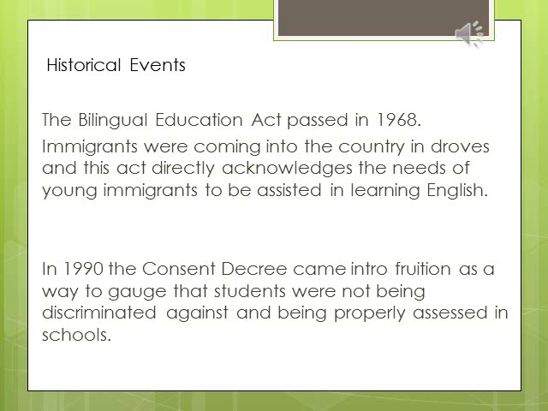Historical events. The Bilingual Education Act passed in 1968. Immigrants were coming into the country in droves, and this act directly acknowledges the needs of young immigrants to be assisted in learning English. In 1990, the consent decree came into fruition as a way to ensure that students were not being discriminated against and were being properly assessed in schools.